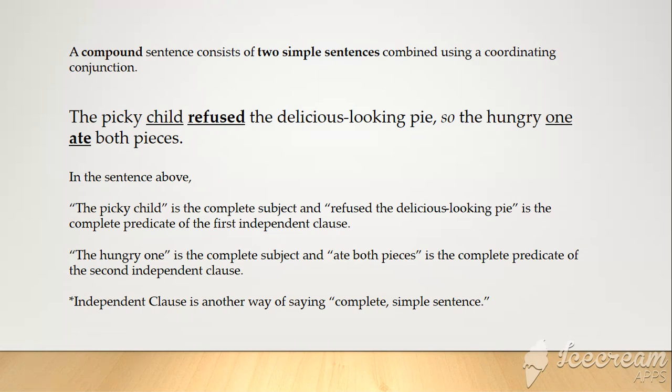But what we do is we take a simple sentence, the same one we used before. The picky child refused the delicious-looking pie. And then we use a coordinating conjunction, in this case, so, and notice that we also have a comma in front of the coordinating conjunction. That is absolutely required when you're connecting two sentences together, and that's just what we're doing. The second sentence is, the hungry one ate both pieces. So we have a compound sentence, meaning two simple sentences connected together using a comma and a coordinating conjunction.